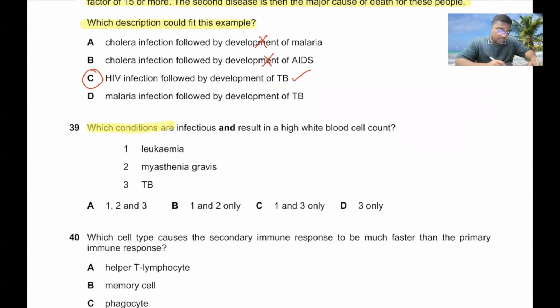39, which conditions are infectious and result in high white blood cell count? All right, so leukemia is not infectious. And myasthenia gravis, it is not infectious as well. So only TB is the correct answer. D is the correct answer.